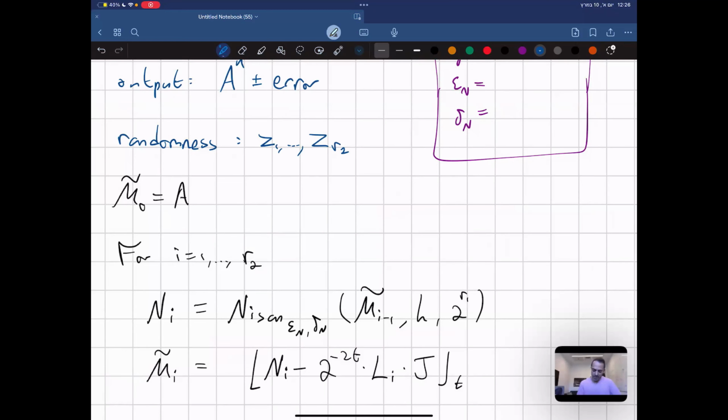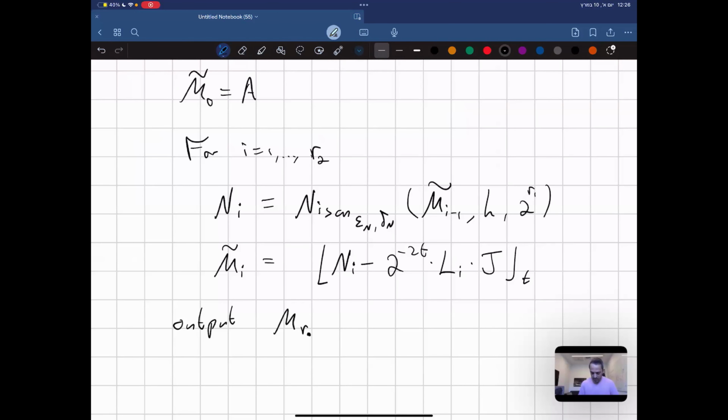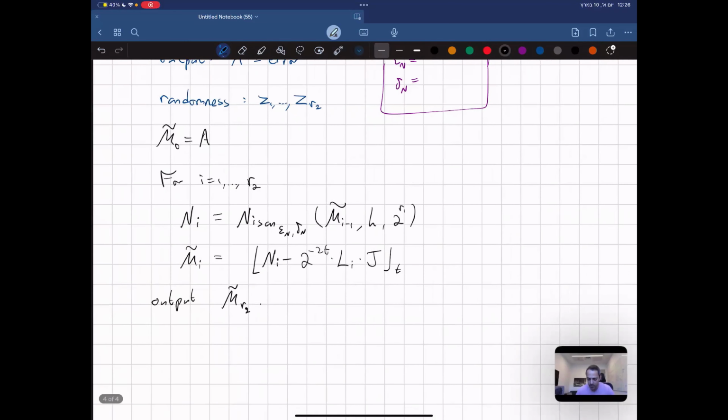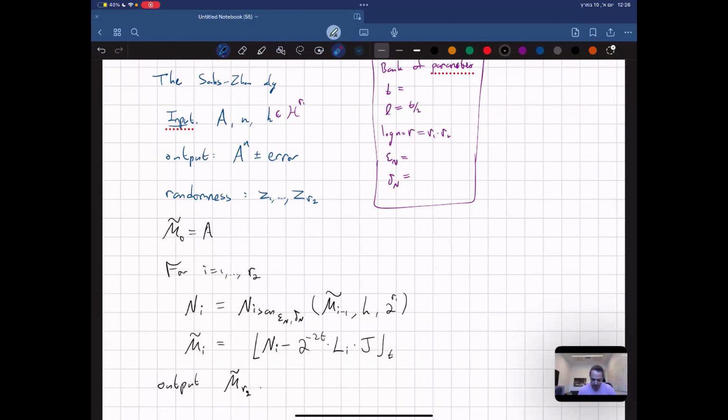But anyhow, at the end of the day, after the for loop, we are going to output MR2 tilde. So that's the entire algorithm. But first of all, it's still randomized. It's not the final algorithm, it's like the important component. It's randomized in terms of it gets the zi's, but it's also getting this h, which I think of as an input to this algorithm.